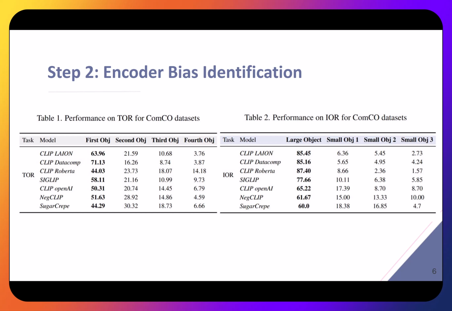Here we show how CLIP's encoders are biased in multi-object scenarios. On the left, in TOR experiments, we can see CLIP strongly favors the first mentioned object, retrieving it far more often than the later ones. On the right, in IOR experiments, we can see the image encoder prefers the larger object. In most models, it retrieved with over 80% accuracy, while smaller objects are almost ignored. These results show that CLIP overrepresents certain objects based on the order in the text and the size in images, which can hurt performance in complex scenes.